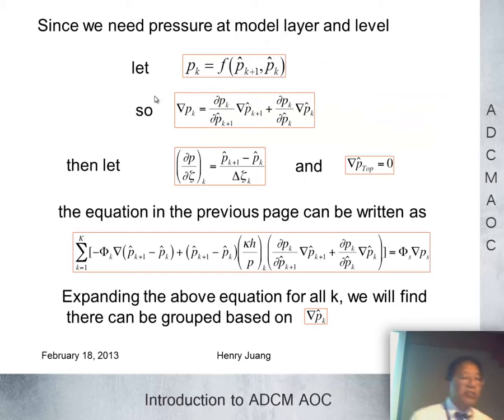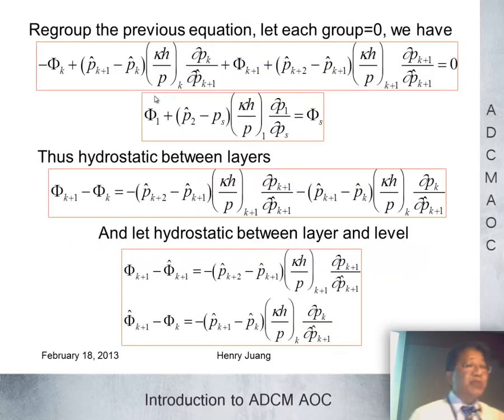And when you derive it, it turns out we need a pressure at the layer. So we just give an arbitrary function from layer to level to layer, and then we can group all the delta p, and after the grouping, you get each group equal to 0, and it turns out you are getting the hydrostatic relation. So your angular momentum conservation tells you how to discretize your hydrostatic relation between layer and level. Or if you use this hydrostatic relation discretization, it turns out you get the angular momentum conservation.